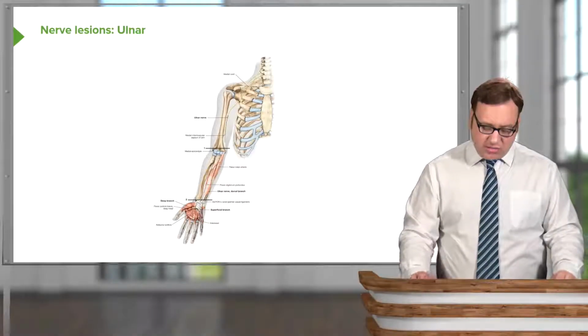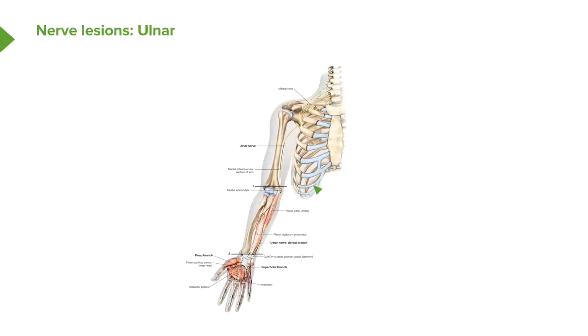Now let's move over to the ulnar nerve. The ulnar nerve passes close behind the medial epicondyle of the humerus, and then it runs again within the anterior compartment of the arm alongside the radial artery. It doesn't pass through the carpal tunnel, but it runs superficial to the flexor retinaculum in Guyon's canal, or the ulnar canal, to go and supply some muscles within the hand.